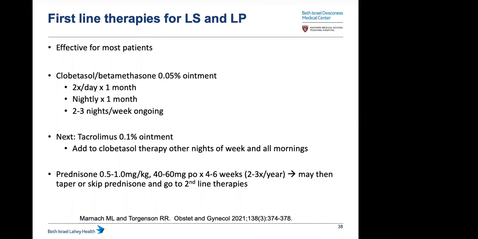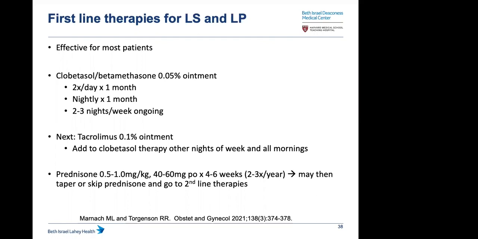But you can also do therapy twice a day for a month, and then nightly for a month, and then have the patients continue for 2 to 3 nights per week, sort of indefinitely. If patients don't respond to the clobetasol or the betamethasone or halobetasol, whatever topical steroid you're using, you can add in a topical calcineurin inhibitor called tacrolimus. This is also an ointment, and you can use this twice a day. And if you are substituting it, you just use it twice a day. But if you're using it in conjunction with clobetasol, you can use this on alternating nights when you're not using the clobetasol therapy, and then every morning.